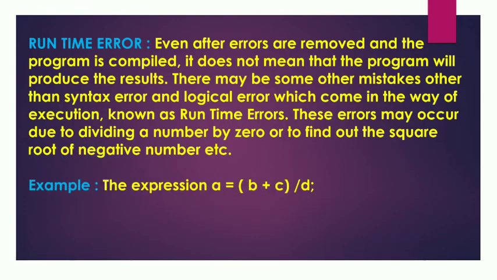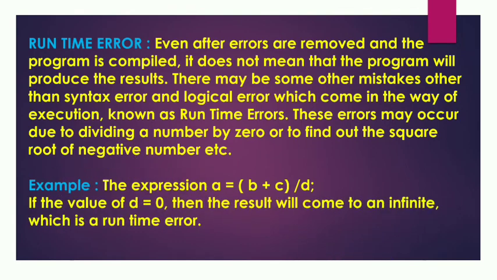For example, you see a equals (b plus c) divided by d. Now if the value of d equals 0, then the result will come to infinity, which is a runtime error. So you will not get a valid output, and the result will be infinite. So we have to correct the mistake: in place of 0 we have to write some other number. This is how you can correct the runtime error.